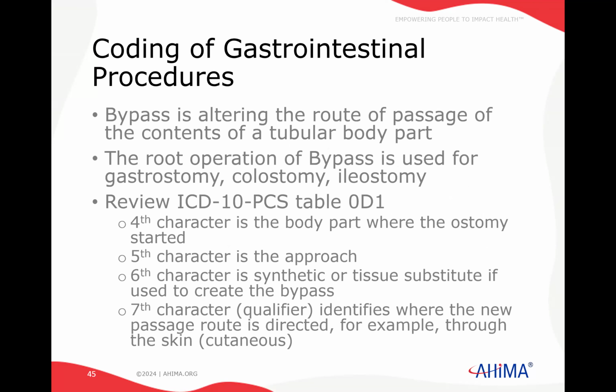Bypass is basically altering the route of passage from the contents of a tubular body part. And the root operation, of course, is bypass. And the fourth character is going to be the body part where the ostomy started. And then the seventh character is going to give us where the passage route is directed. And then in between, we'll have the approach. We'll have the sixth character, which will tell us whether we're putting something that's synthetic or a tissue substitute.